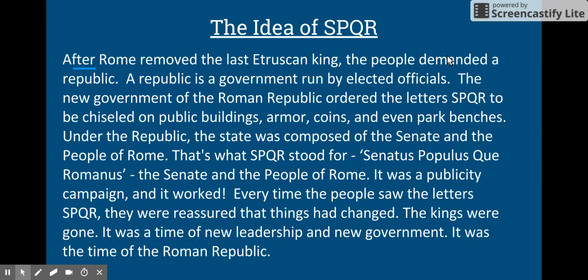The idea behind SPQR was essentially that it was a publicity campaign. And this publicity campaign was etched into every building, every monument, every temple, synagogue, you name it. It was a constant reminder that Rome would never be ruled by a king ever again, and that the Roman people won their independence and will continue to lead in the direction of the Romans.